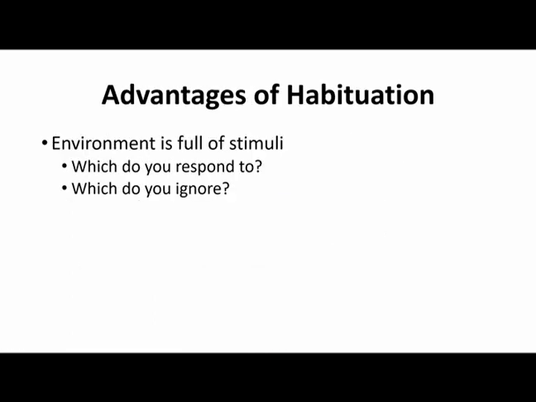So here we're going to start talking about why we even have this idea of habituation and sensitization. What's the use of these two processes? And so habituation and sensitization are kind of like two sides of the same coin. They're both different ways of responding to the same stimuli. And the basic idea here is that there is an adaptive advantage to both sensitization and habituation. So the idea is that our environment is full of different stimuli, and some of them are important and some of them aren't. So how do we decide which ones we respond to and which ones we ignore?